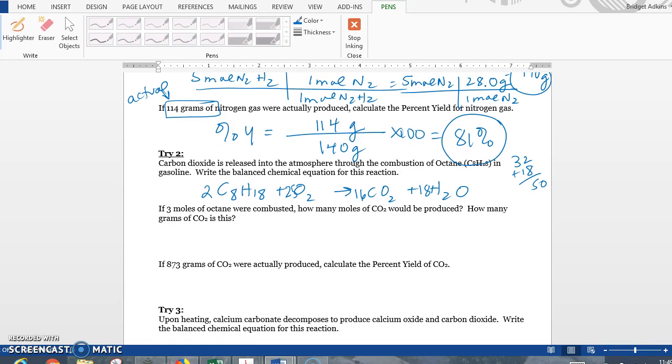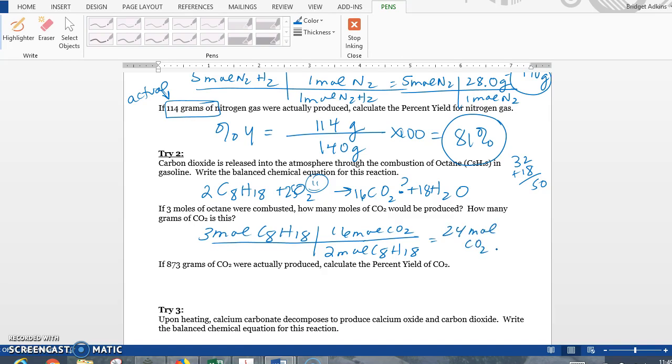It says if 3 moles of octane were combusted, so 3 moles of C8H18, how many moles of CO2 would be produced? So there's our question mark. They don't mention anything about O2, so we get to assume we've got plenty of oxygen. We don't have to worry about limiting. So the mole relationship between the two, for every 2 moles of octane, it's going to produce 16 moles of CO2. Okay, so that means we're going to make, theoretically, 24 moles of CO2.